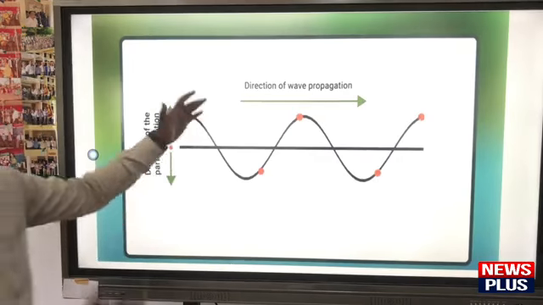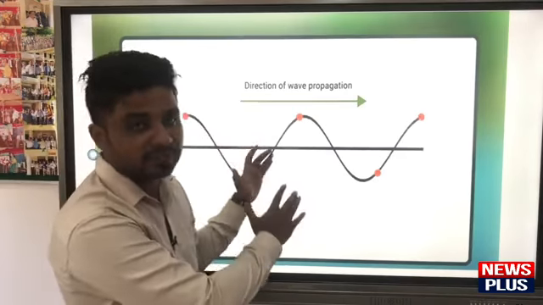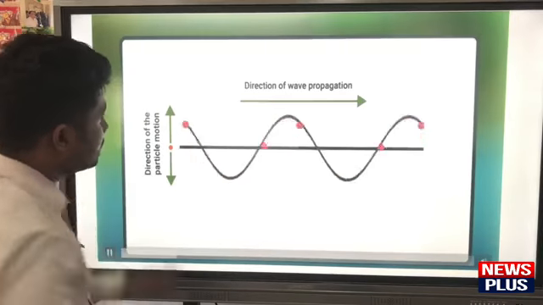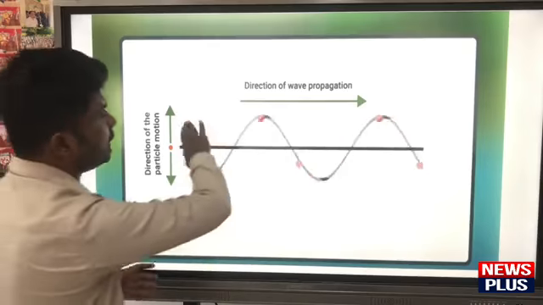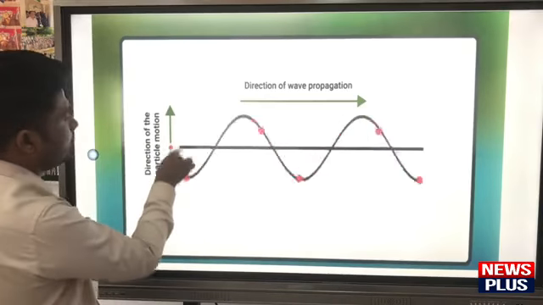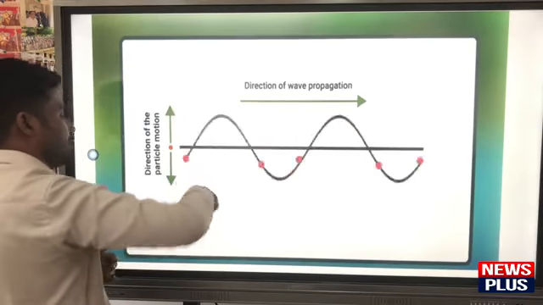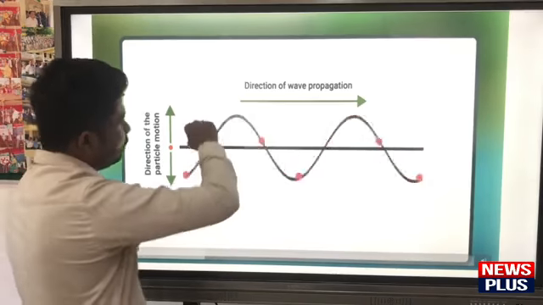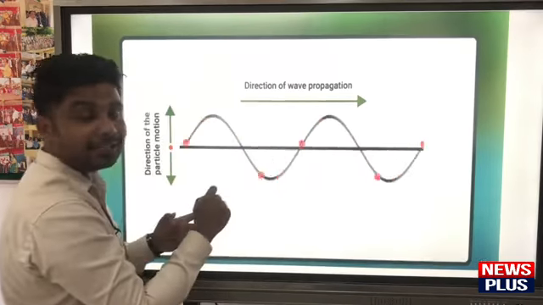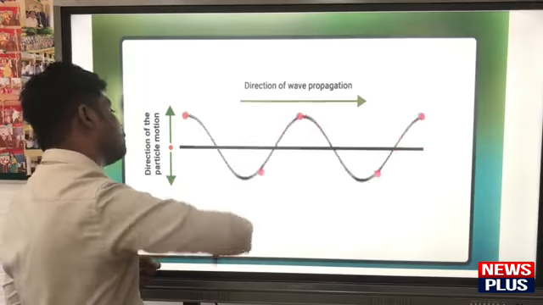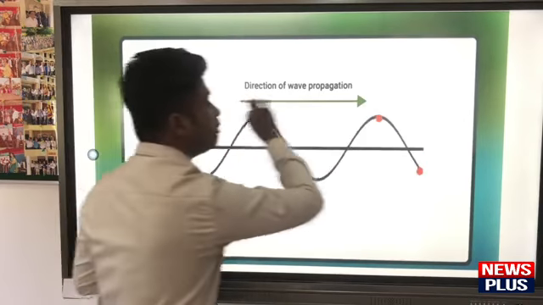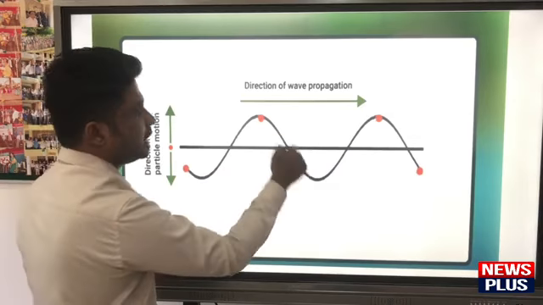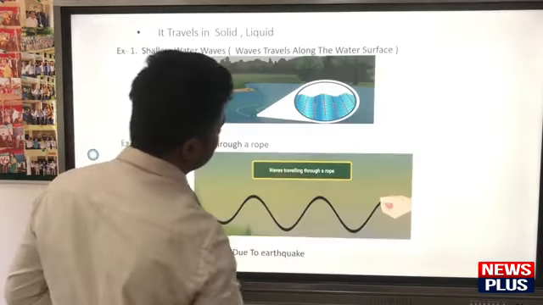Let's look at how these transverse waves propagate. See this one, the wave is moving this way, and see this particle moving like this. You could think these particles move to this side, but not like that. The wave particles move this way and the wave moves this way, and this type of wave is called a transverse wave.